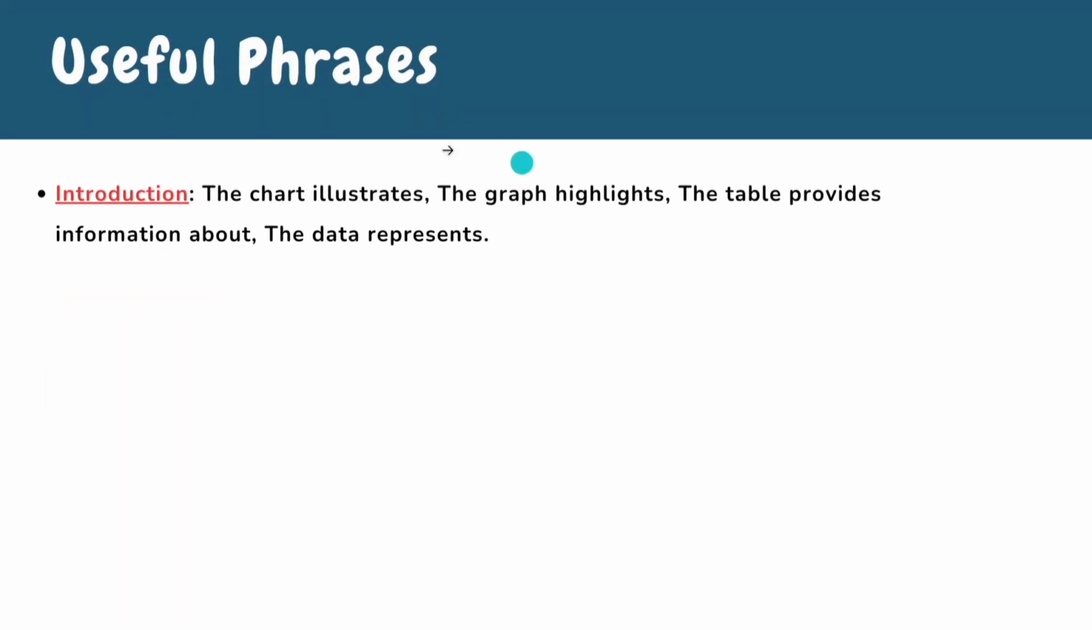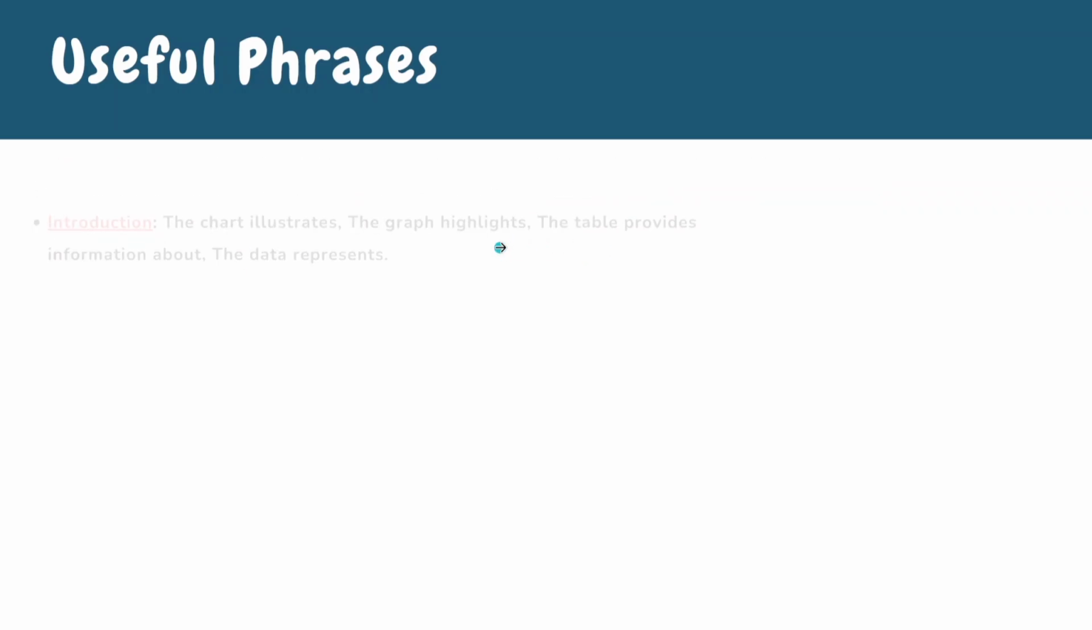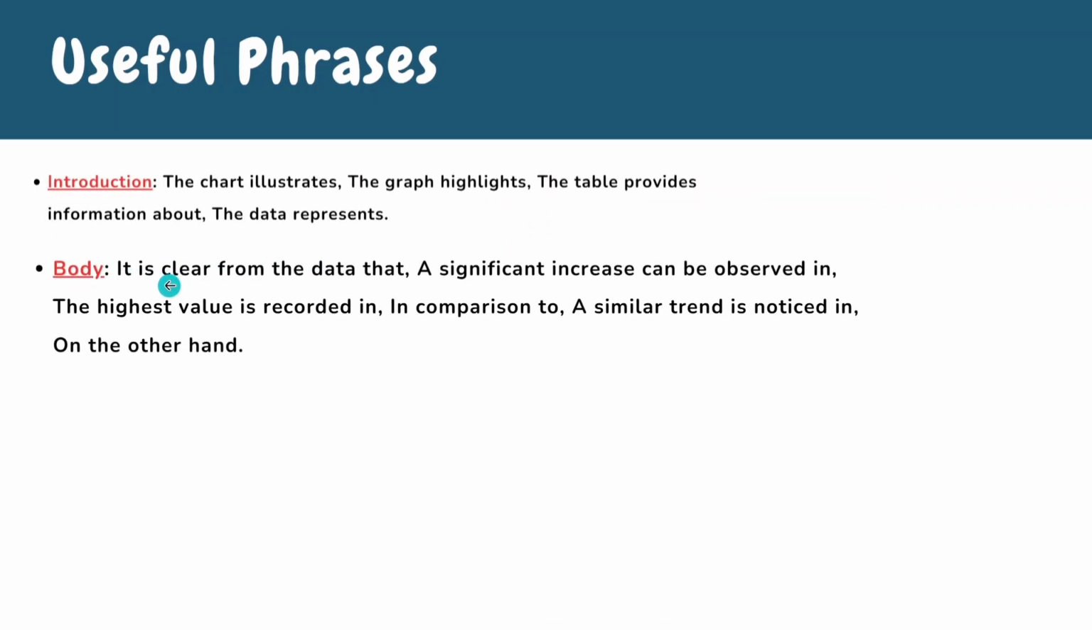Now, let us look at some useful phrases. Something like if you want to start the introduction. Suppose you are given a chart, you are given a bar graph. You say that the chart or the bar graph or the pie chart illustrates, or the graph highlights. The table provides information about. The data represents. Okay? In the body part, you can have expressions like it is clear from the data that a significant increase can be observed. So this is a passive structure here. The highest value is recorded in, or something like in comparison to. Okay, a similar trend is noticed in, and on the other hand.